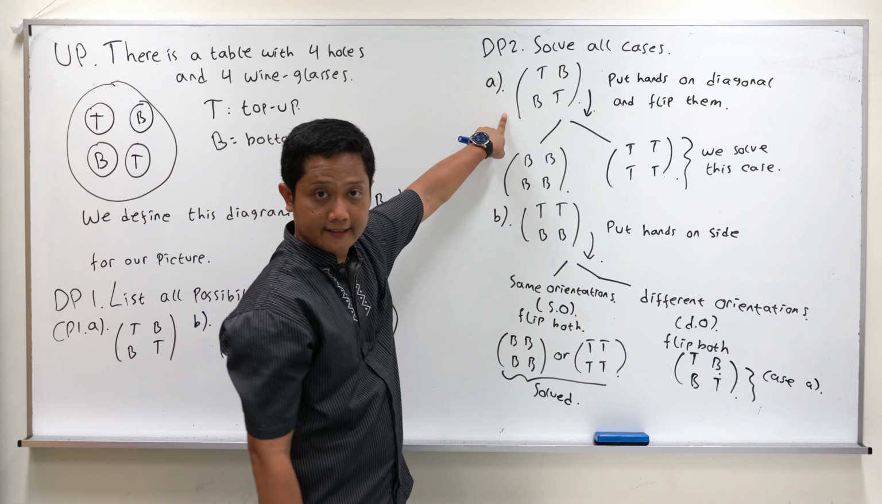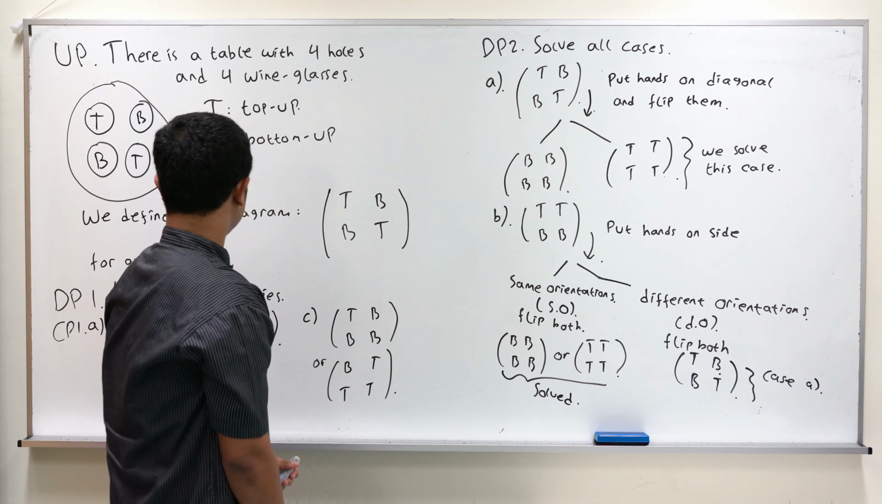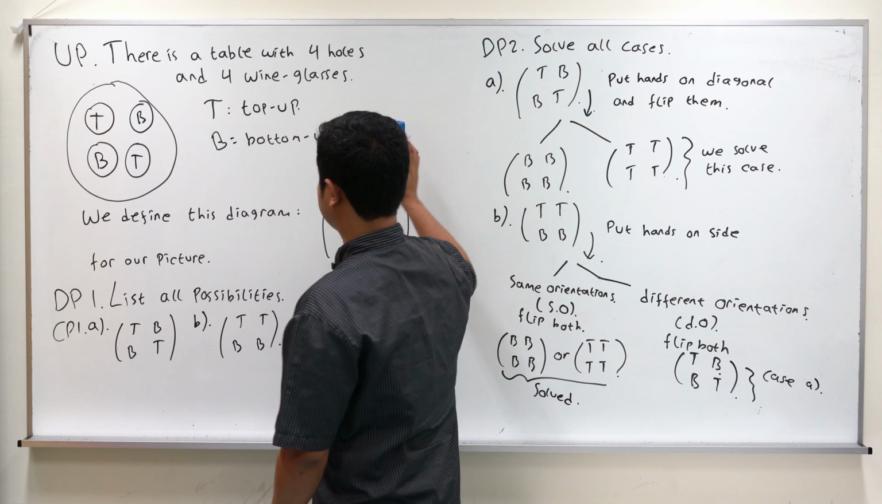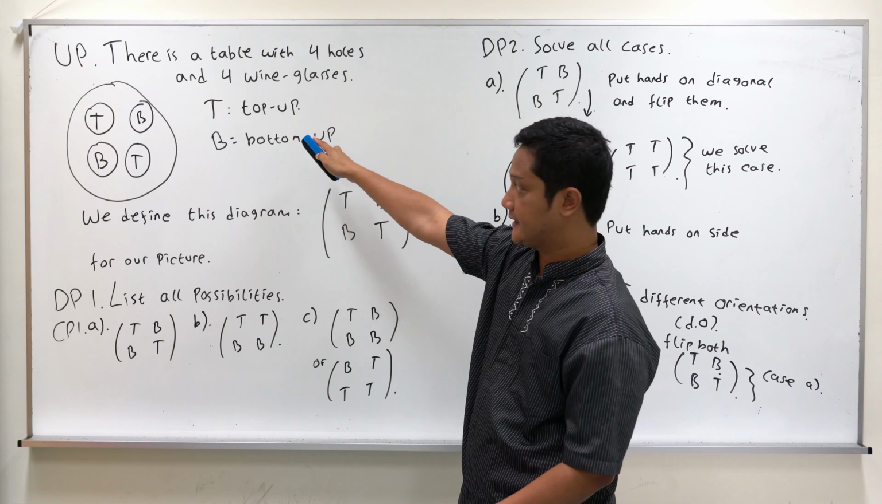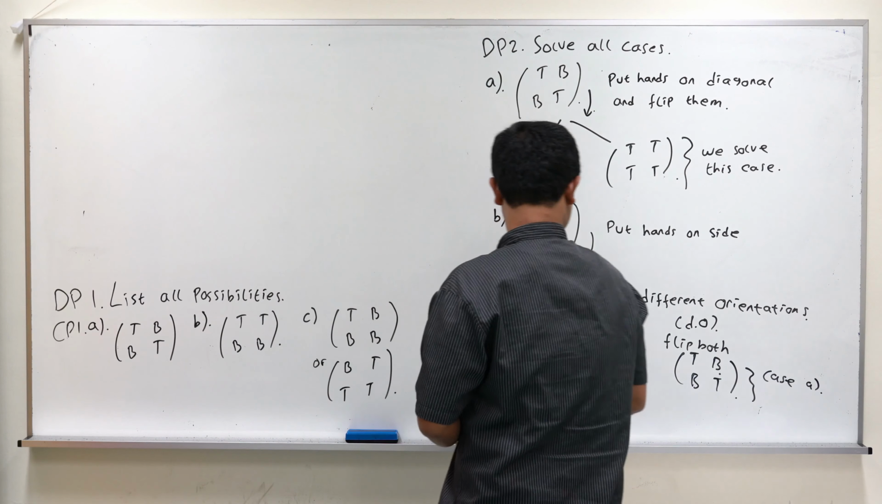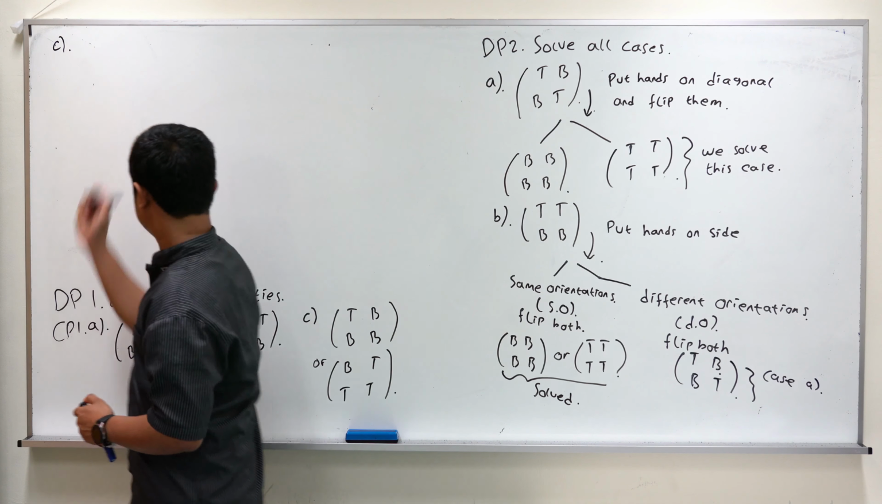Go back to case A. So we can use this method to solve it. Okay. Now I need to erase everything. Okay. Done. Magic. Now the third case, C.